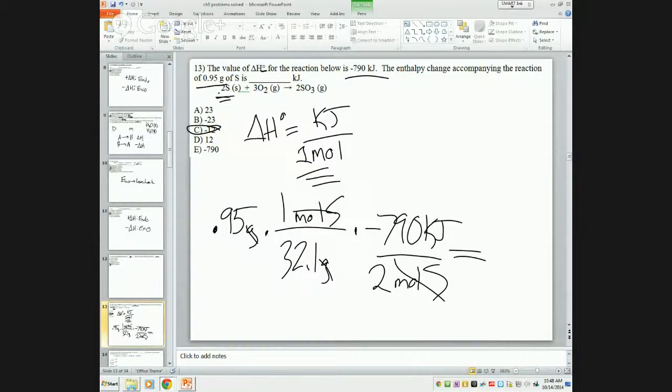Right? So you've got to look at the coefficients. The delta H is per mole of reaction. So if this reaction were to go on, it would give you 790 kJ. So if you had 2 moles of sulfur, that's the max you can end up with. So you've got to account for that.